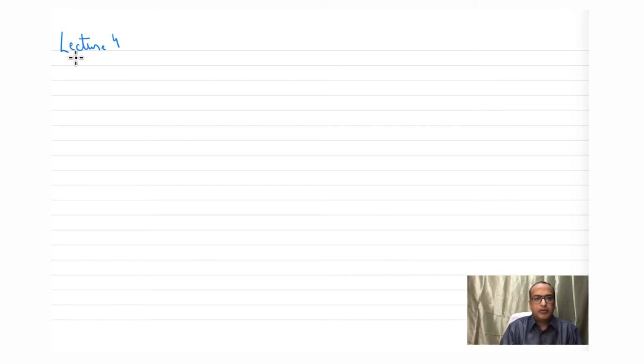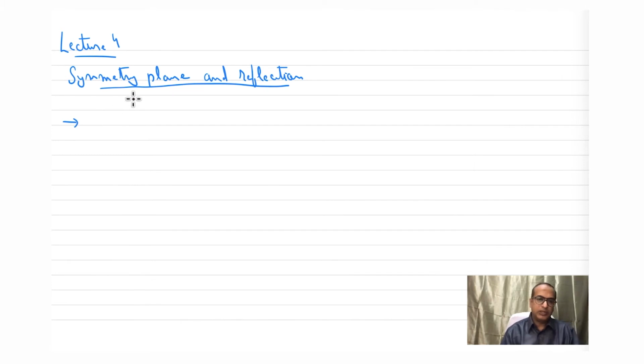So in continuation of our discussion on symmetry elements and symmetry operation, let us today discuss symmetry plane. This is the next symmetry element, symmetry plane, and the corresponding operation is reflection. Before we actually go see examples, let us look at a few important points about what a symmetry plane is and what the technical definition is.